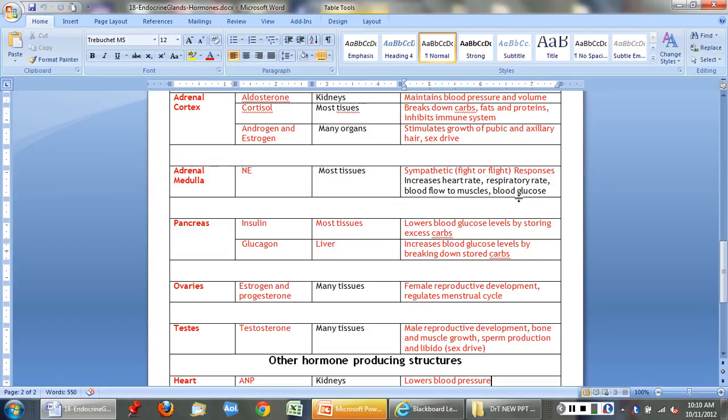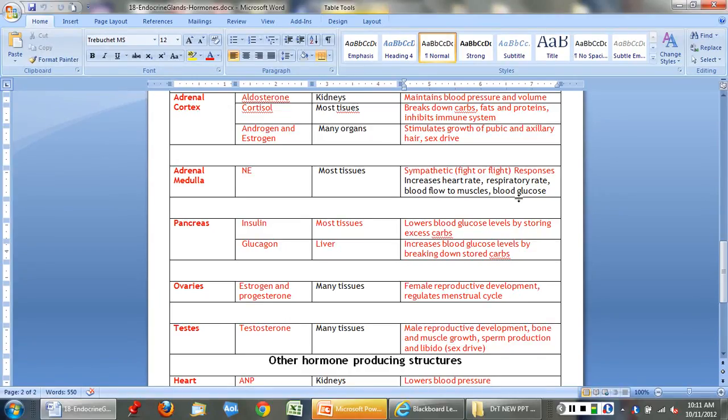So it stores it in the form of glycogen. You all need to remember that. Isn't that what the pancreas releases? The pancreas is releasing glucagon. Glucagon, not glycogen. Right. Glucagon is a hormone. Glycogen is a polysaccharide, which is the storage form of glucose. Okay, you all need to know that.